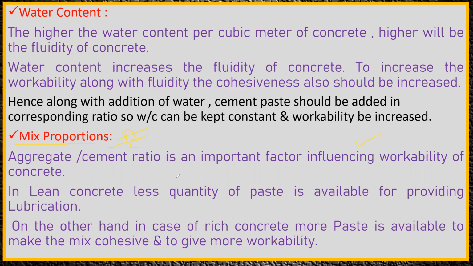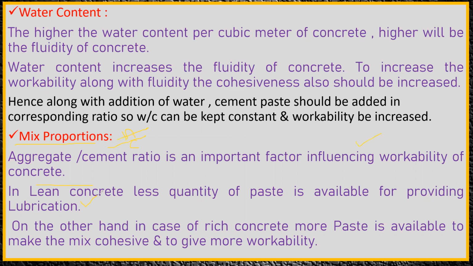So in the lean concrete, less quantity of paste is available for providing the lubrication. As of now, just understand the word lean concrete. Here in the lean concrete, less quantity of paste is available for providing the lubrication, in the sense the cement paste available is less. Whenever you pour the cement paste, it will be covered on the layer of aggregate, right? As a result, whatever amount of paste you have will not be sufficient for you to achieve the workability. So that is what you mean by the lean concrete.